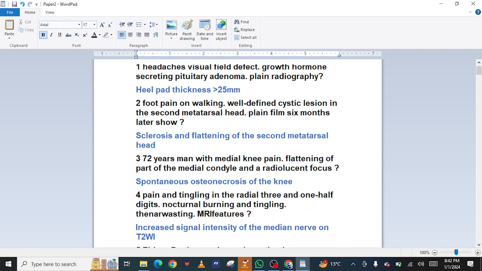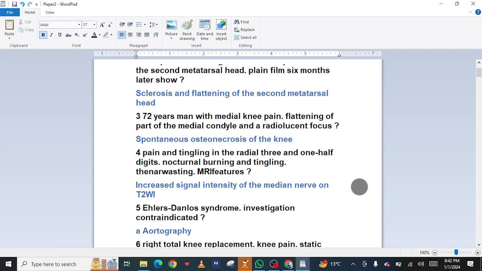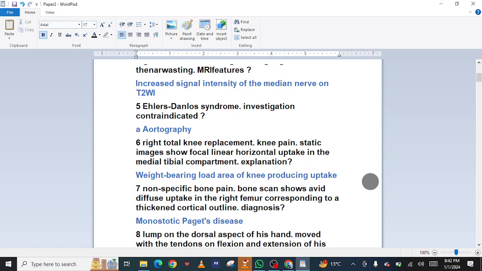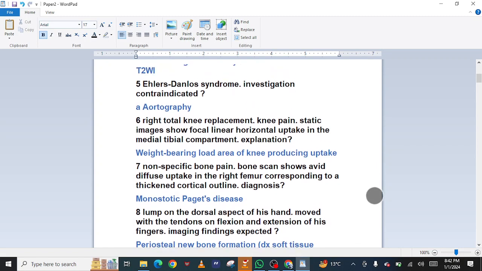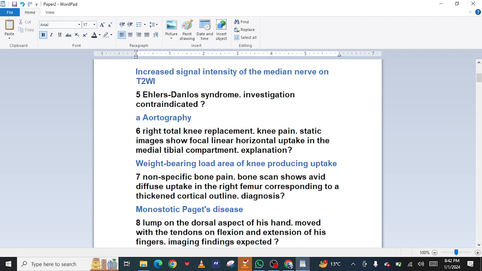4. Pain and tingling in the radial 3 and 1/2 digits, nocturnal burning and tingling, thenar wasting. MRI features: increased signal intensity of the median nerve on T2WI. 5. Ehlers-Danlos syndrome. Investigation contraindicated: aortography. 6. Right total knee replacement, knee pain.